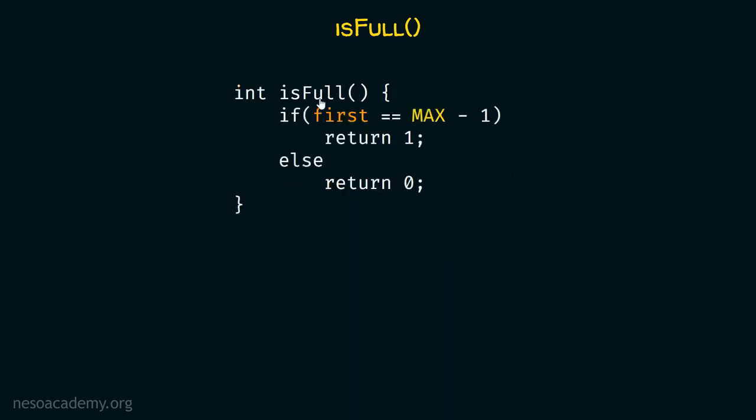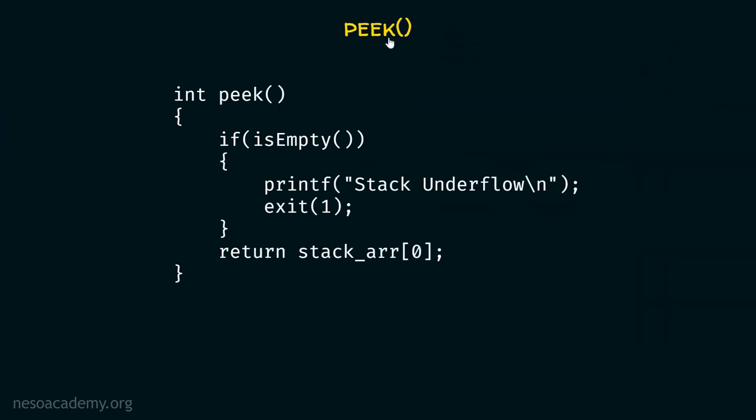This is how isFull function looks like. Here we just have to check this condition. If first is equal to max minus 1, then return 1, else return 0. Okay? This function is not different from the usual stack ARR function, right? Here, instead of top, we have first. That's it. Now we will see the peek function.